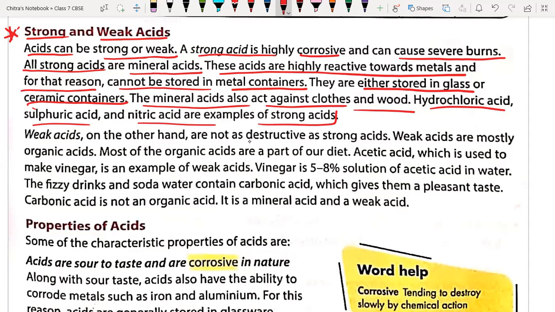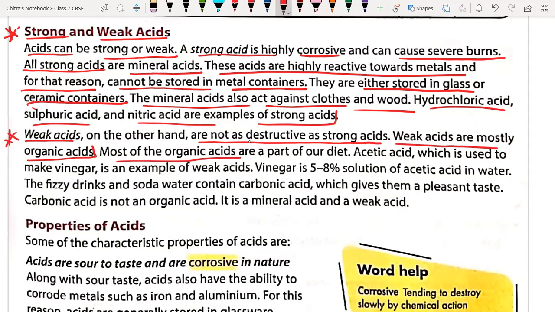Now we are going to discuss weak acids. Weak acids are not very strong as compared to mineral acids. They are not as destructive as strong acids, so their reactivity towards metals is very little as compared to strong acids. Weak acids are mostly organic acids. So organic acids are weak acids. That's why we can eat them.